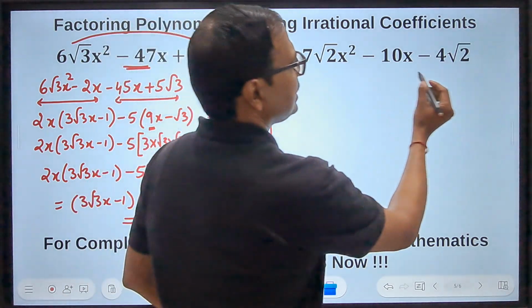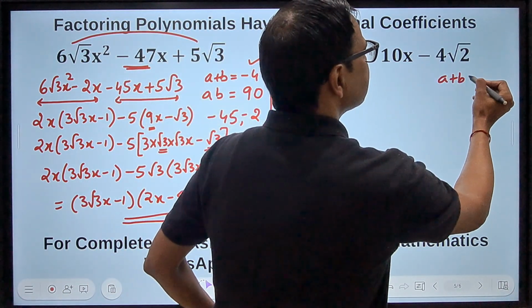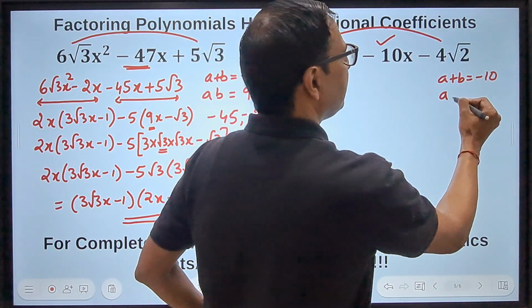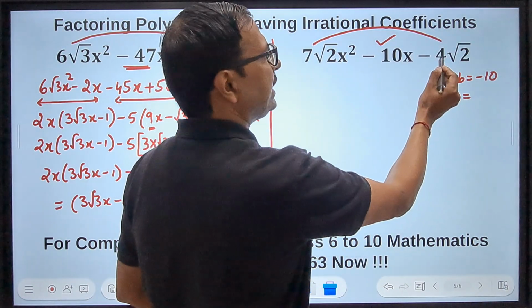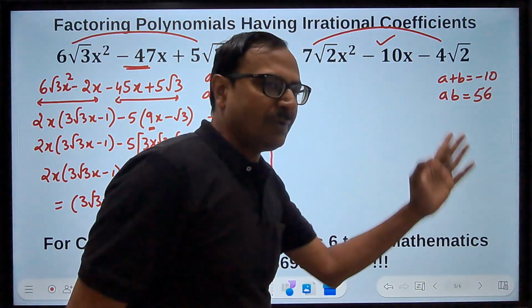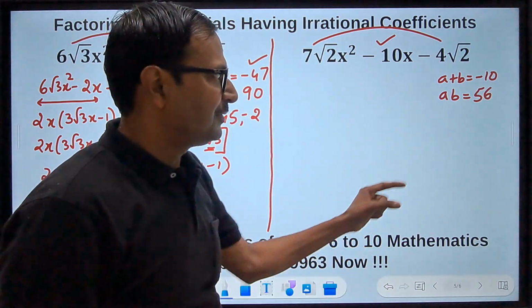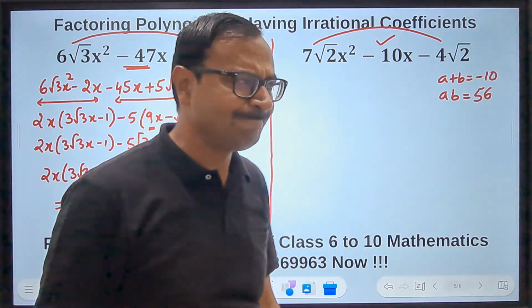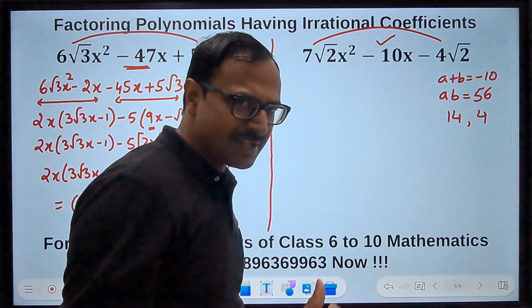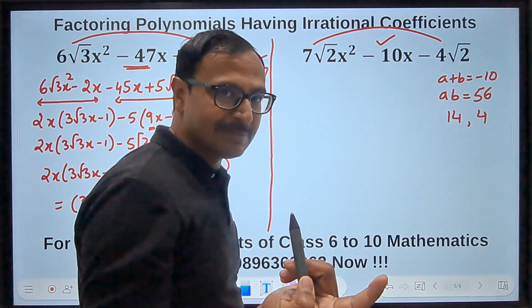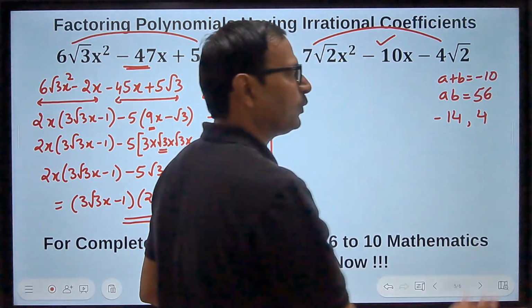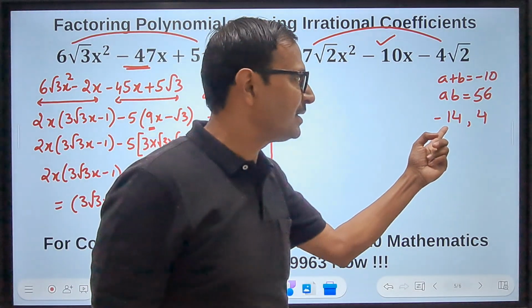Okay, so you can see we need two numbers a and b whose sum is the middle term minus 10 and whose product is ab, which is 7 4s are 28 into 2, 56, right? Finding the numbers is important, right? So 56 and 10. How about 14 and 4? 14 4s are 56 and 14 minus 4 is 10. But I need a minus 10. So minus 14 and plus 4. That will give me a minus 10.